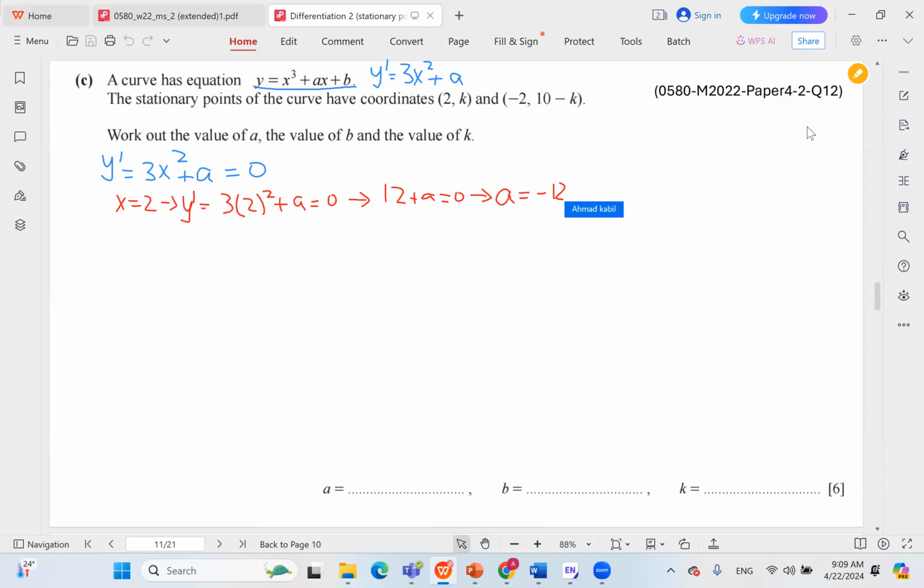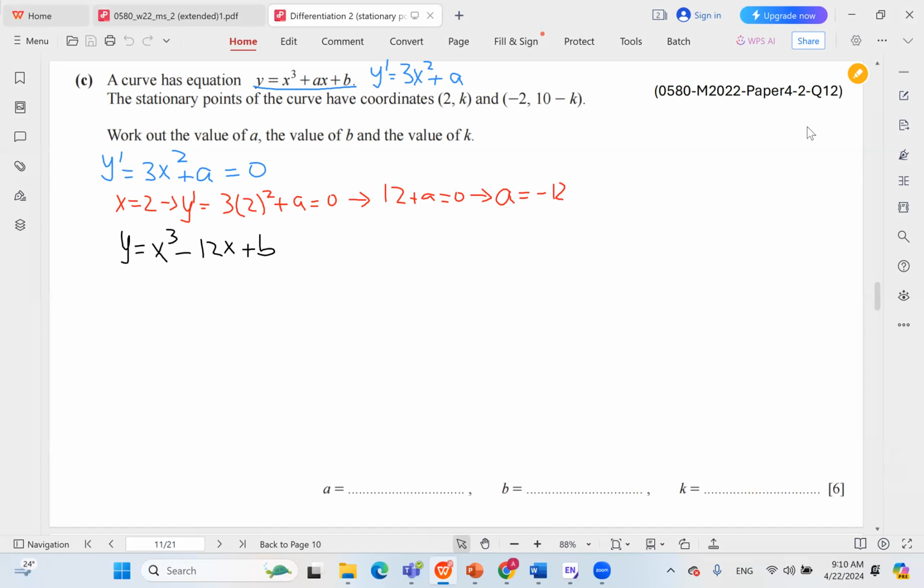Now that we have a, in order to get b and k, we can simply plug the values into the original equation and figure out the values of b and k. First we're going to rewrite the equation. So we have y equals x power 3 minus 12x plus b. And we know that when x is 2, y is k.